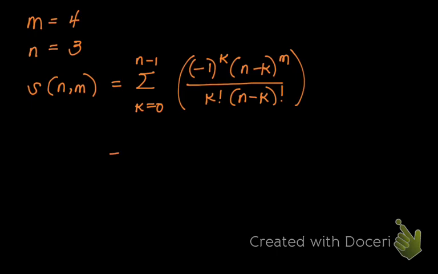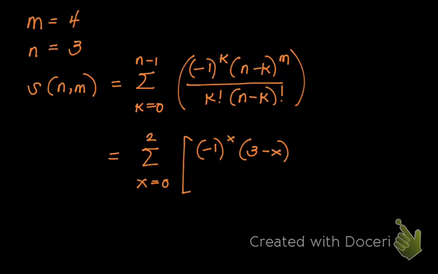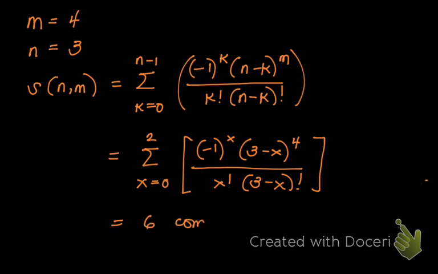In our calculators, we can use K as your X. So instead of K, let's just use X. N minus 1 will be 2, then negative 1 raised to X. Solving this formula, we'll have the answer of 6 combinations in which these machines can be allocated in the centers.